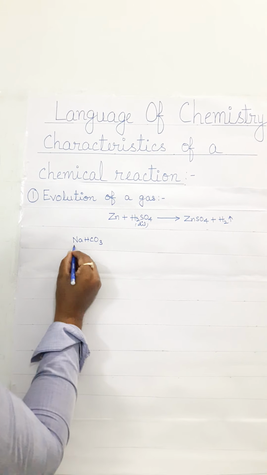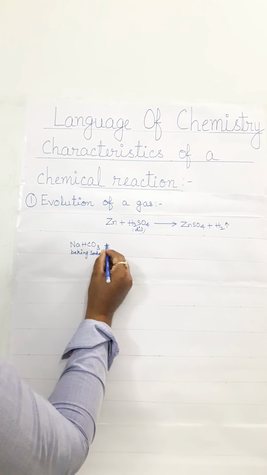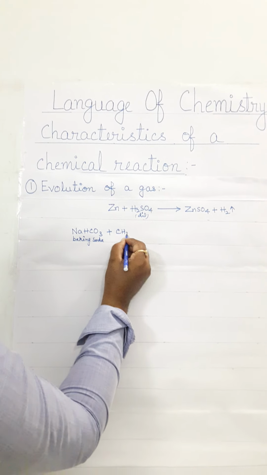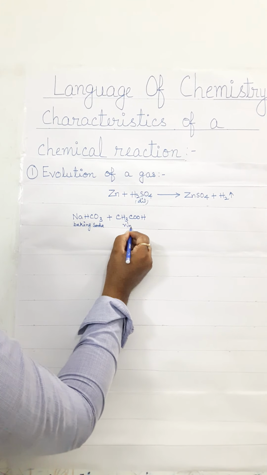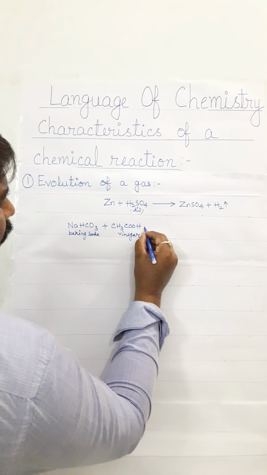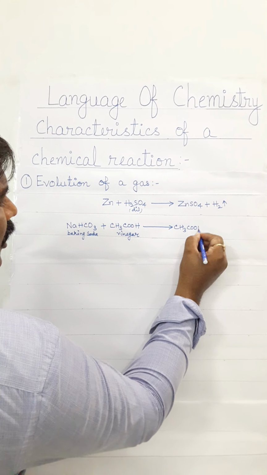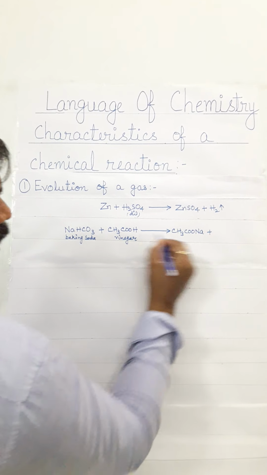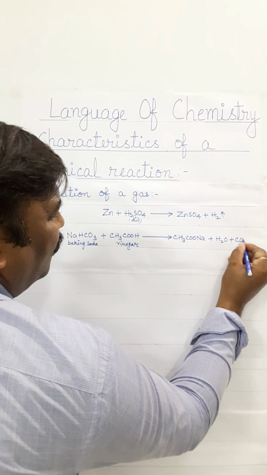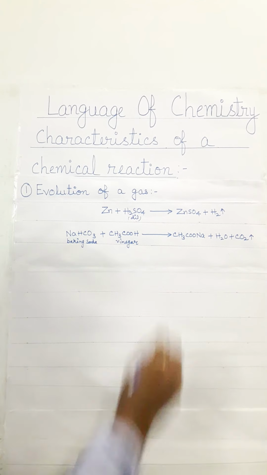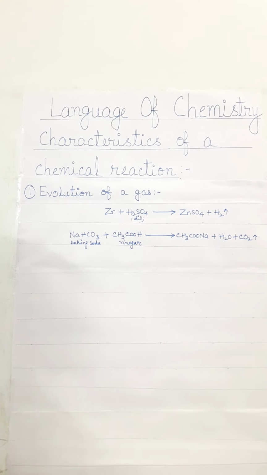NaHCO3 is baking soda. When this baking soda is treated with acetic acid, CH3COOH, or you can say vinegar, a chemical reaction takes place. In this, CH3COONa is formed, which is sodium acetate, and water is formed. At the same time, a lot of carbon dioxide gas is released with brisk effervescence. So this is another reaction in which evolution of gas takes place.